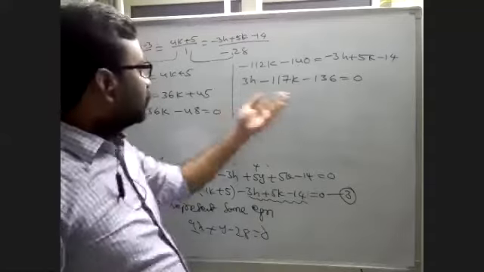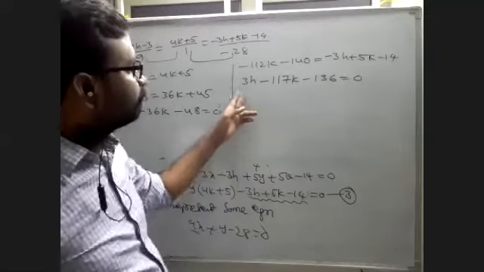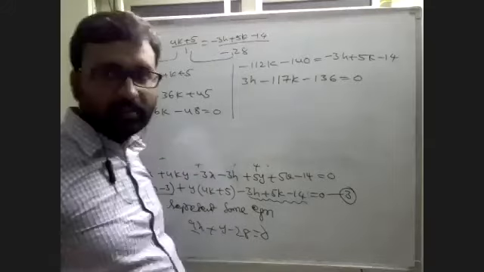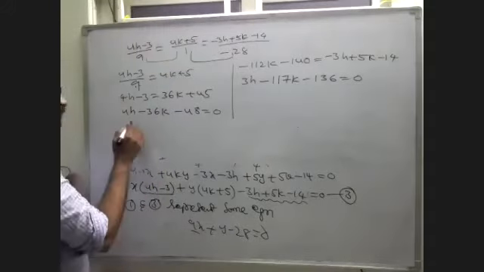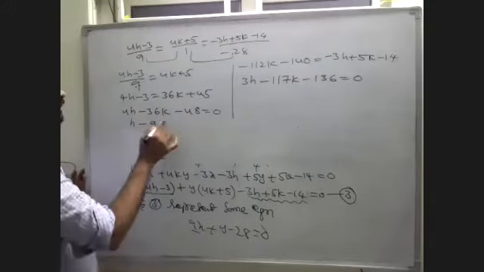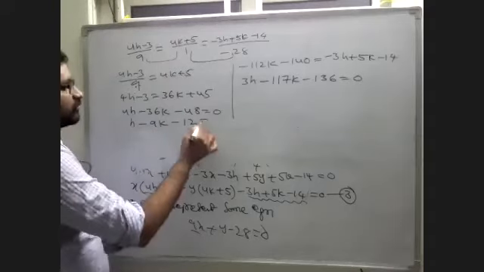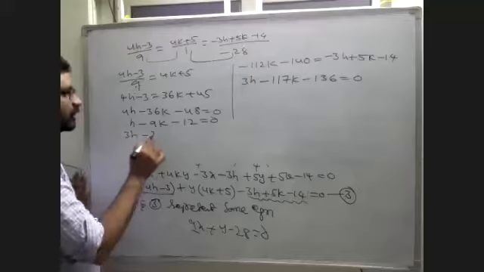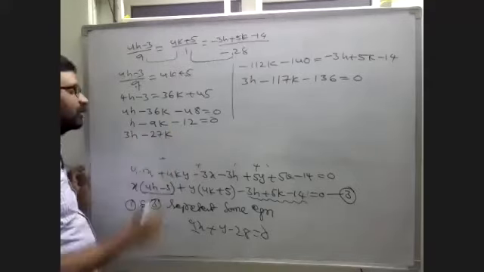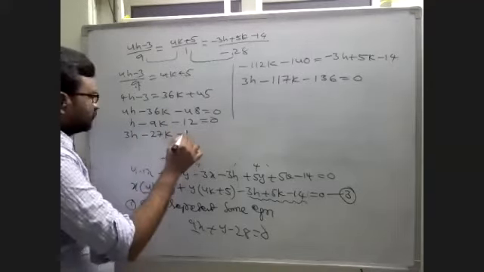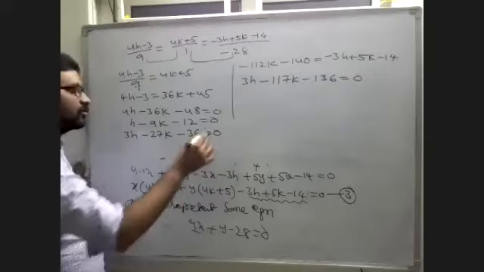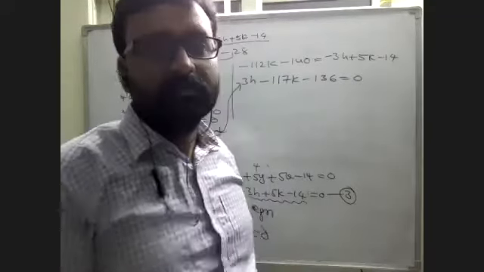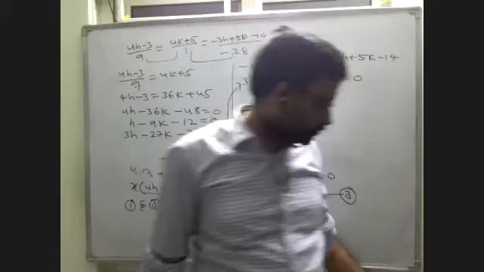Now, can we take common, Sudha? No, we can't take common 3. Now here we can take 4 common, remaining h minus 9k minus 12 is equal to 0. And again multiply with 3. 3h minus 3 times 9, 27k, and minus 3 times 12, 36 is equal to 0. Now solving these two, you will get the value of h and k. So that is the solution.